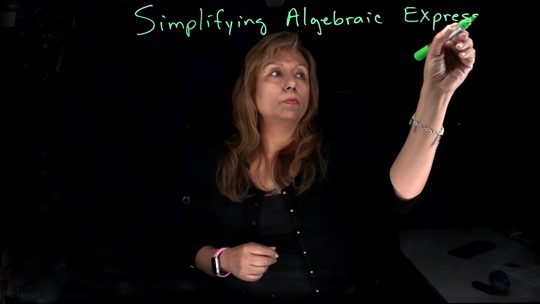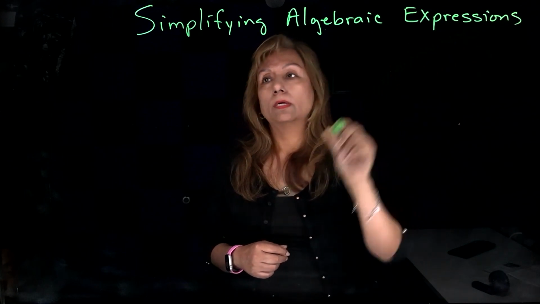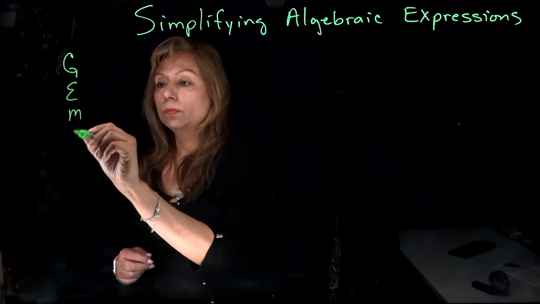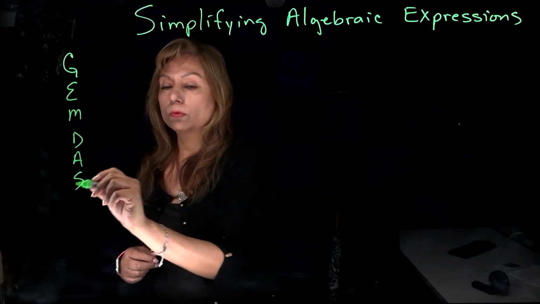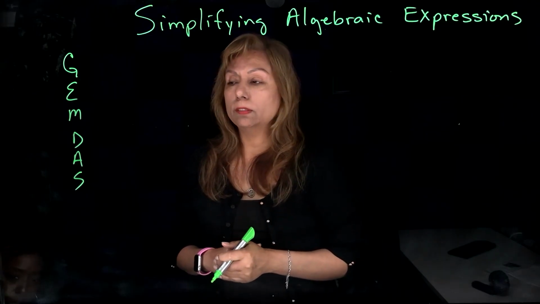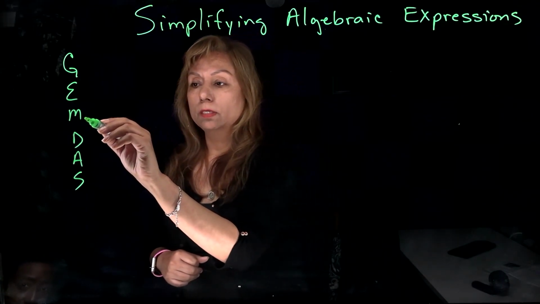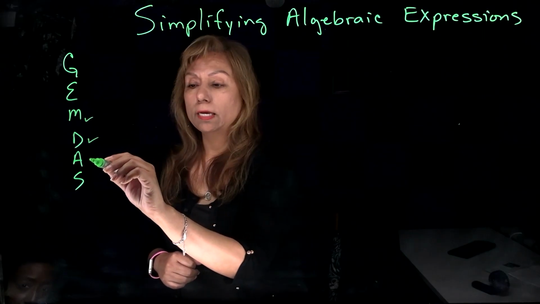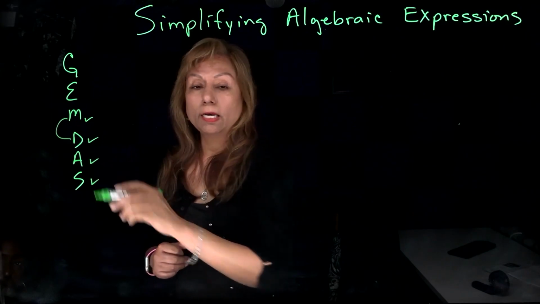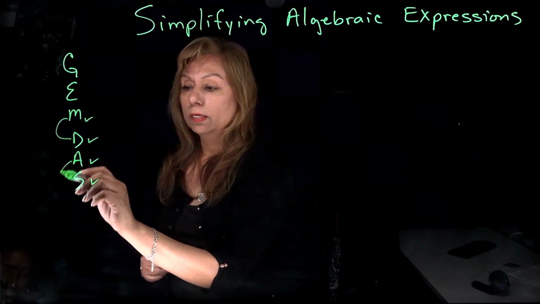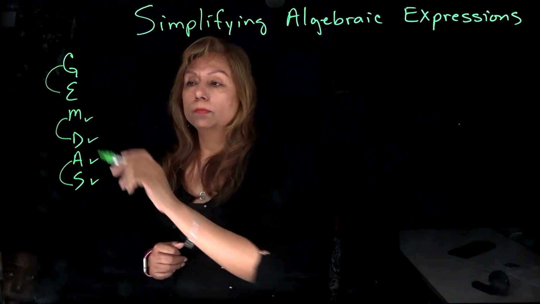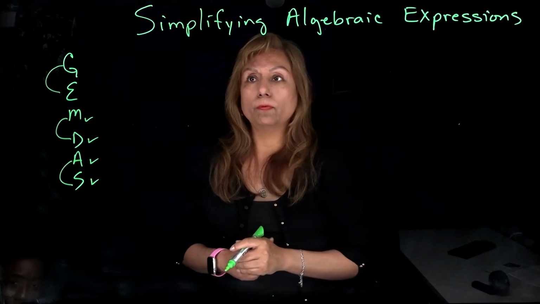And I'm hoping we remember our GEMDAS. I'll just put it right here. I hope we remember what all the letters stand for, but real quick, G is the grouping symbols, E is for exponents, M is for multiplication, D is for division, A is for addition, S subtraction. Remember, multiplication, division rules go together, addition, subtraction rules go together, and the grouping symbols and exponents, those are interchangeable.